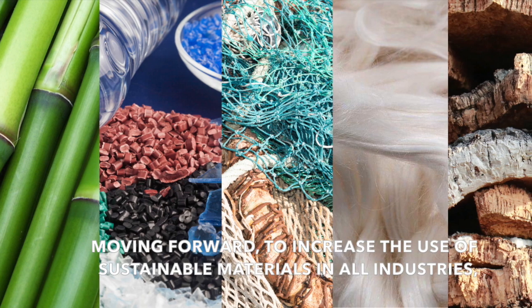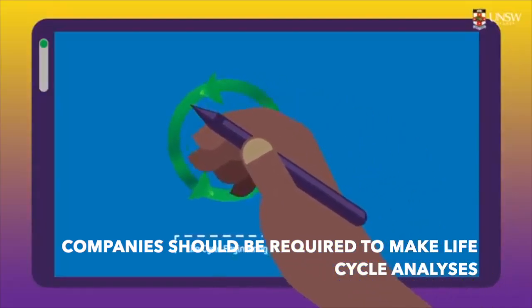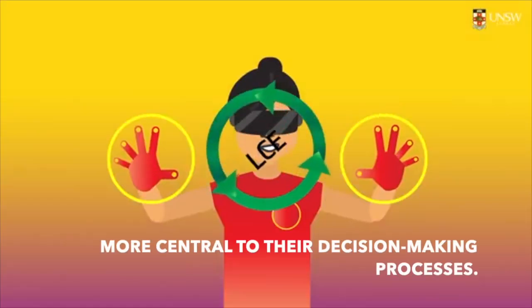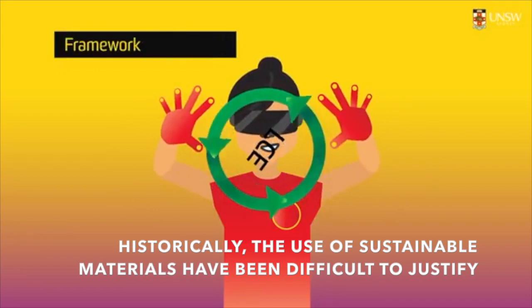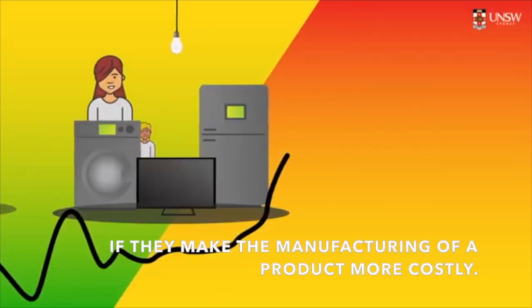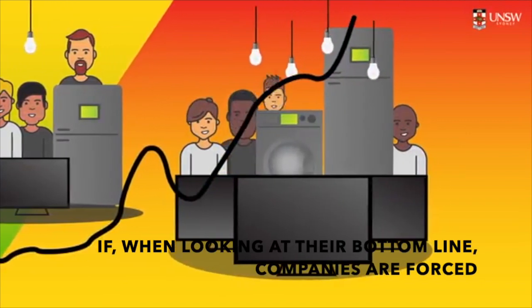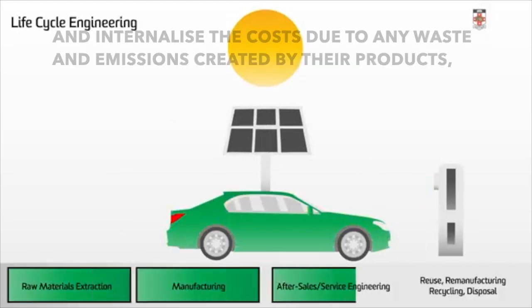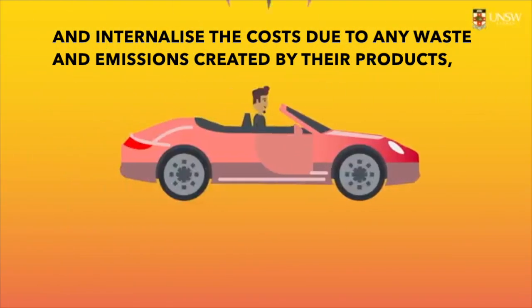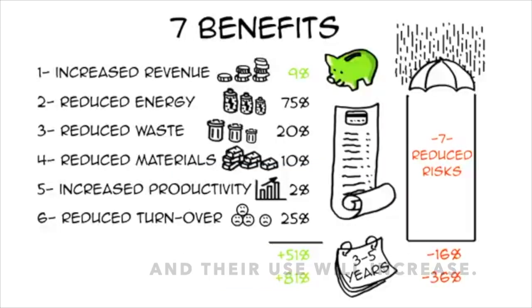Moving forward, to increase the use of sustainable materials in all industries, companies should be required to make life cycle analyses more central to their decision-making processes. Historically, the use of sustainable materials has been difficult to justify if they make the manufacturing of a product more costly. If, when looking at their bottom line, companies are forced to conduct life cycle analyses of their products and internalize the cost due to any waste and emissions created by their products, it will actually become more profitable to use sustainable materials and their use will increase.